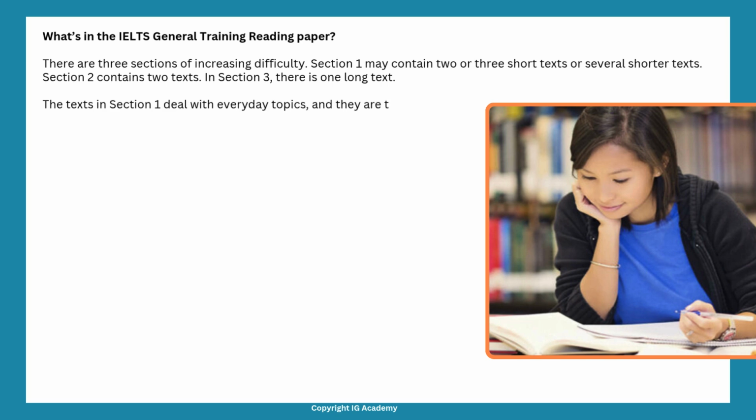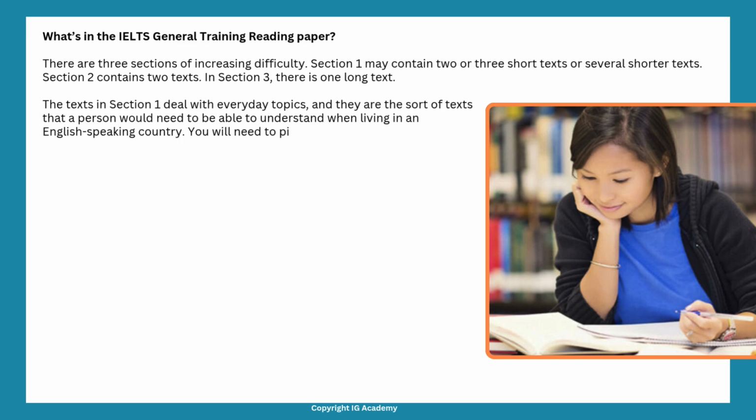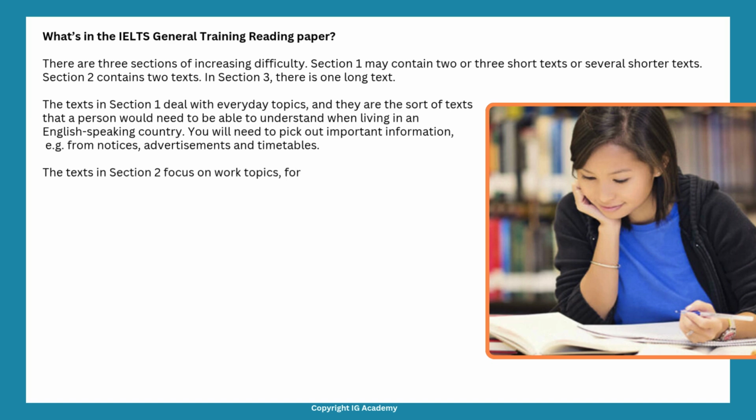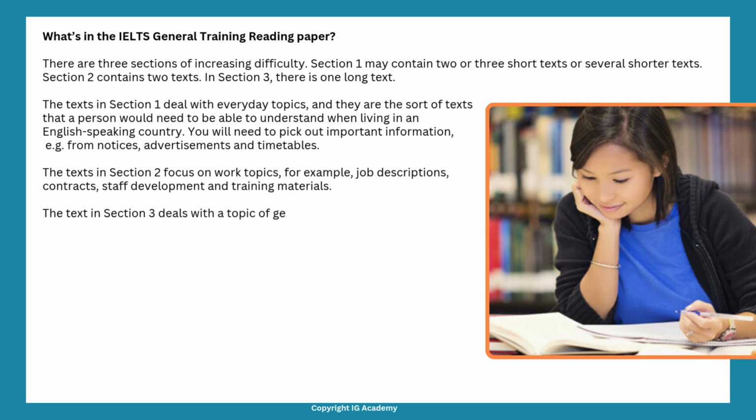The texts in Section 1 deal with everyday topics, and they are the sort of texts that a person would need to be able to understand when living in an English-speaking country. You will need to pick out important information, for example, from notices, advertisements, and timetables. The texts in Section 2 focus on work topics, for example, job descriptions, contracts, staff development, and training materials. The text in Section 3 deals with a topic of general interest.